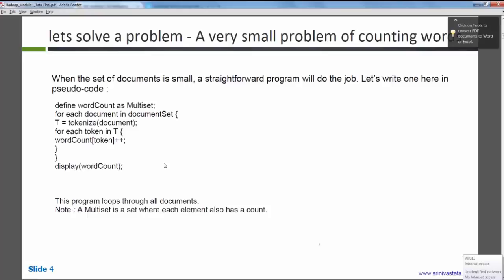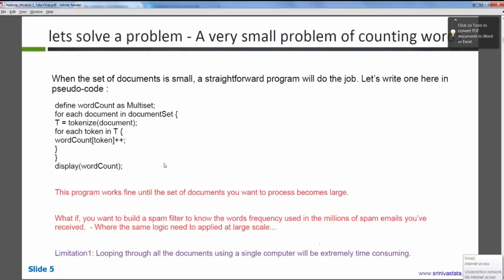If you write a Java program like this and give it a set of documents, suppose 100 documents, that will work. Time will increase if Java directly processes a lot of documents. See the red color thing here? This program works fine until the set of documents you want to process becomes large. That is 100 documents, 1000 documents, fine, this program will work.